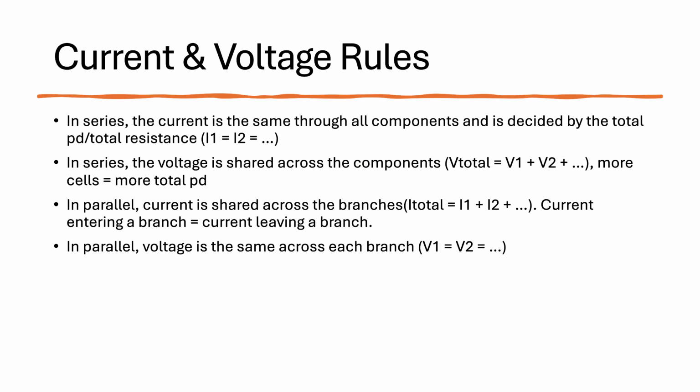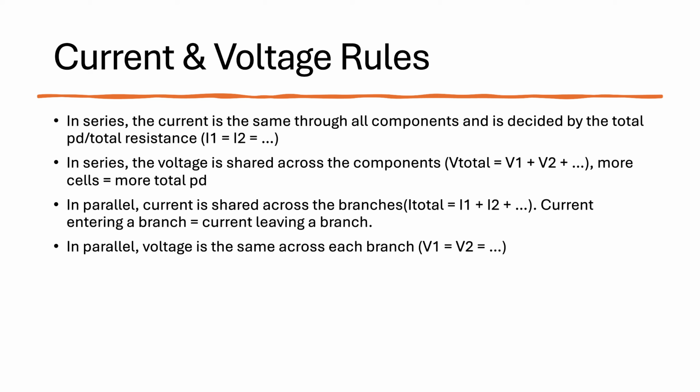Current and voltage rules are very important. In series, the current is the same throughout all the components, and it's decided by the total potential difference divided by the total resistance, basically. So the current in that component equals the current in that component. It's all the same throughout. However, the voltage is shared across the components. That means the total potential difference equals the voltage of one component plus the voltage of another component, and so on. More cells equals more total potential difference, because it's cells that supply the potential difference.